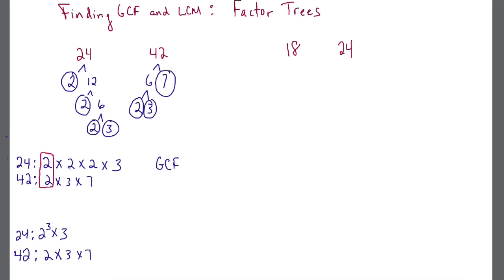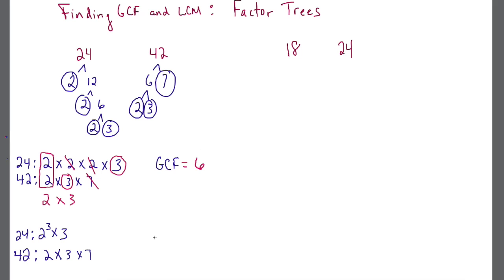Now this 2, I cannot match up with something from down here. That doesn't match up. This 2, again, I cannot match it with anything else. Doesn't match up. This 3, however, I can match up with this 3. And of course, this 7 doesn't match up. So the only pairs I was able to make were a pair of 2's and a pair of 3's. Multiply them together, it gives me my GCF of 6.